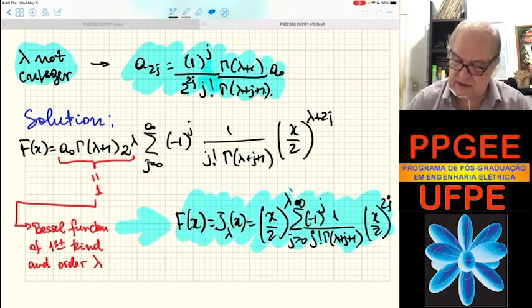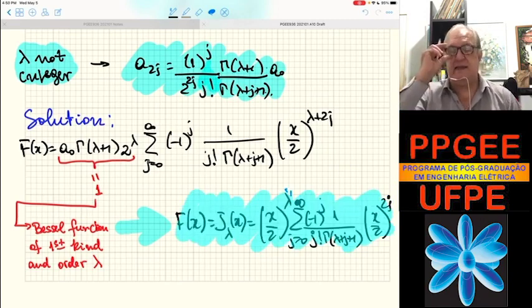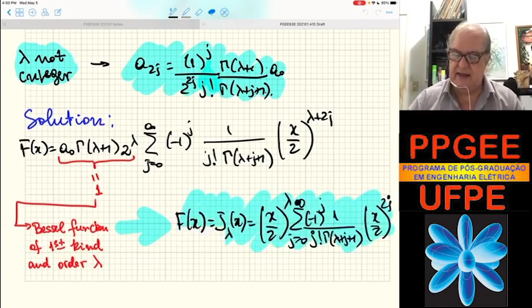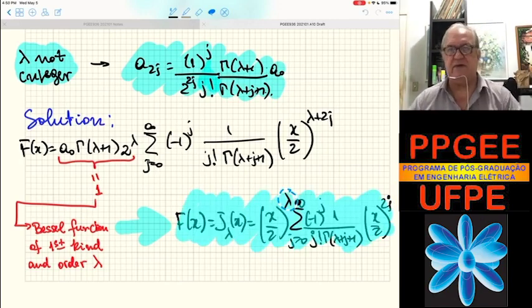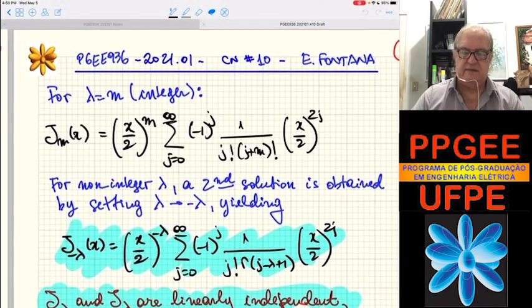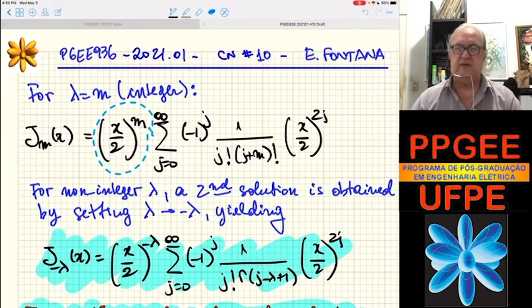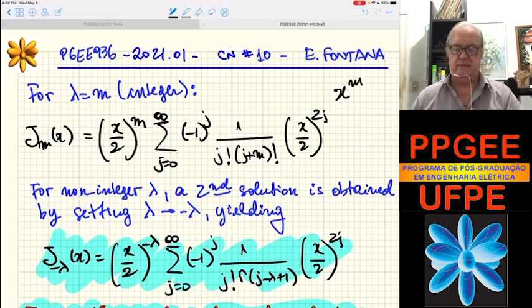Parity of the function is contained in the parity of lambda, because these are even powers here. Let's say that lambda is an integer. Lambda even gives an even function of x. Lambda odd gives an odd function of x, right? For integer lambda, the lowest order power is going to be x raised to m, right? And the parity is the parity of m.